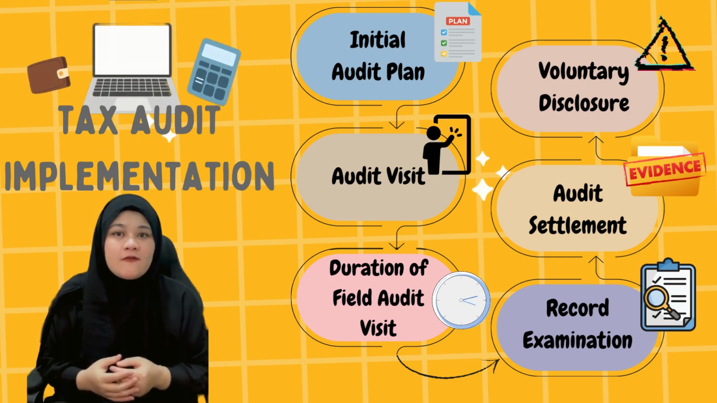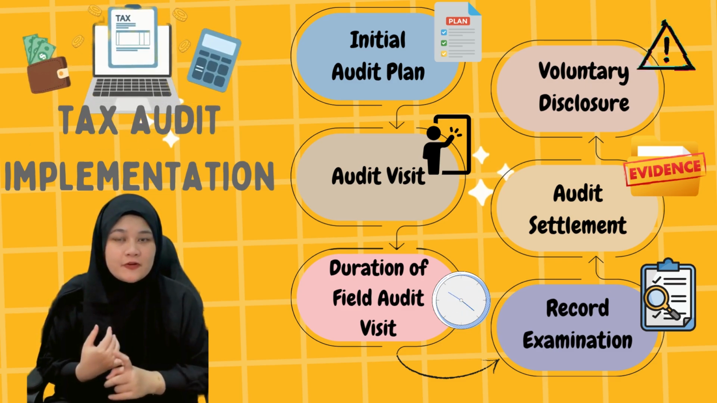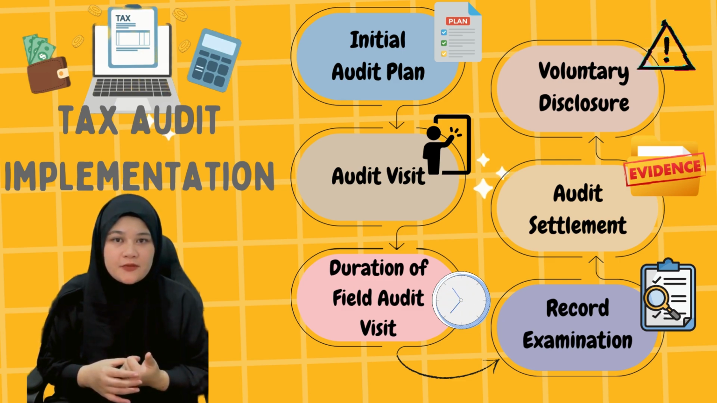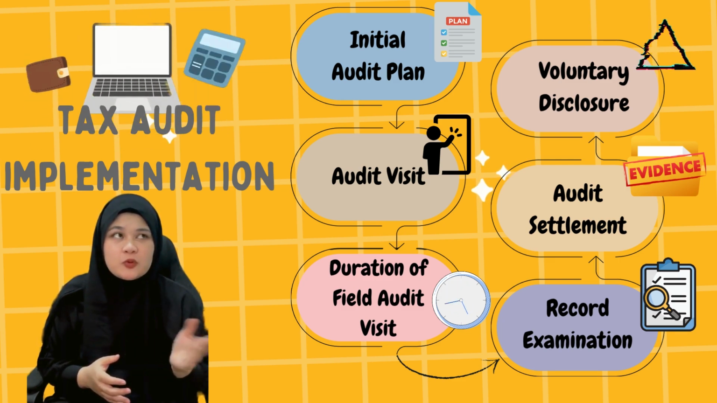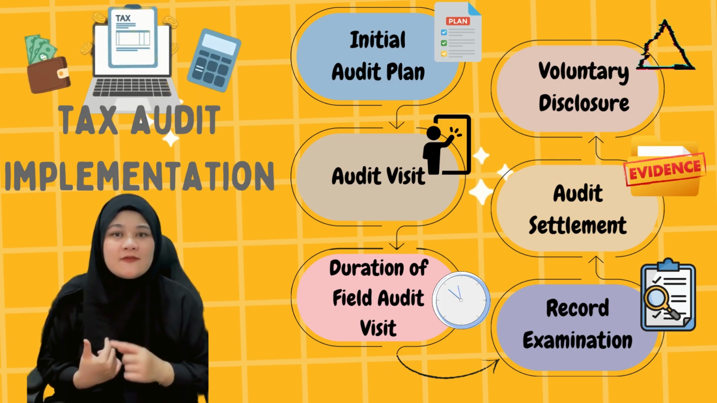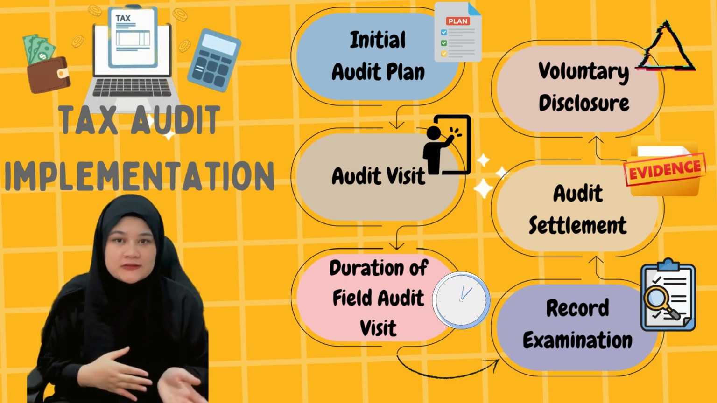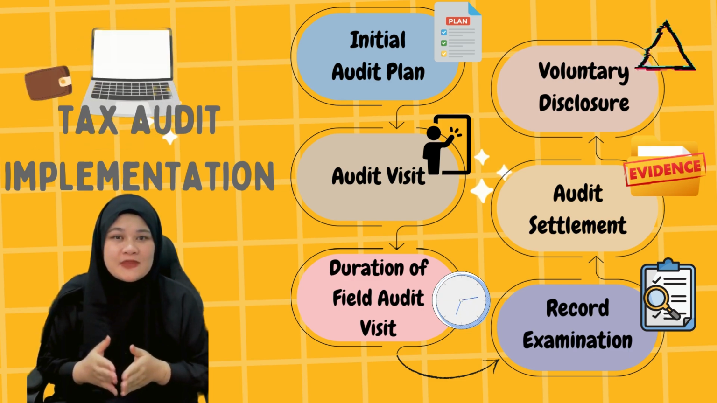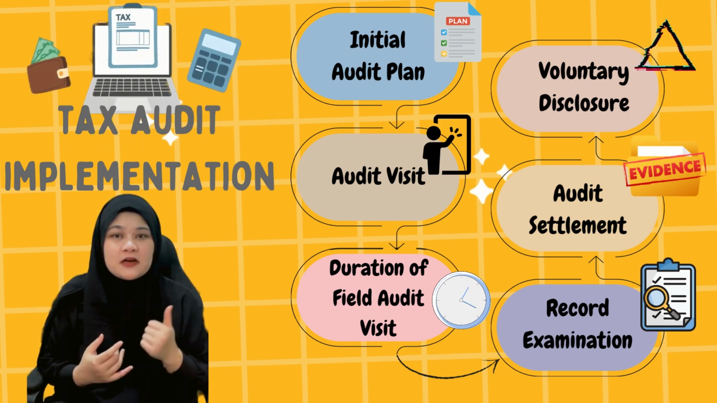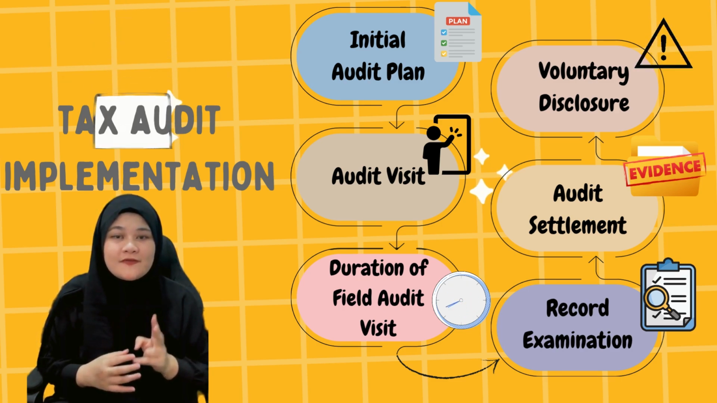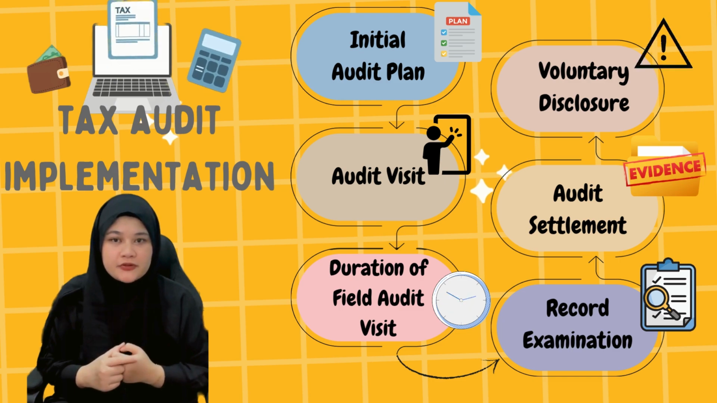Audit visit. For the comprehensive review, expect either an office audit at IRBM branches, which typically takes 1 to 2 days, or a field visit to your business location with 14 days advance notice. During the visit, the field officer must present their official photo ID badge and sign authorization letters. Always verify this before granting access to your records.